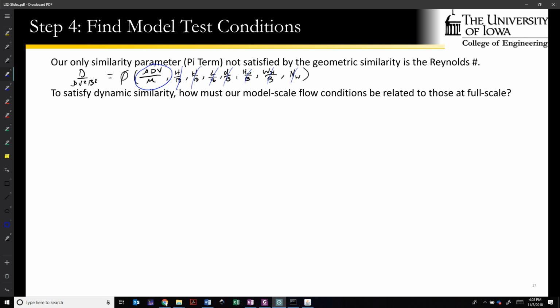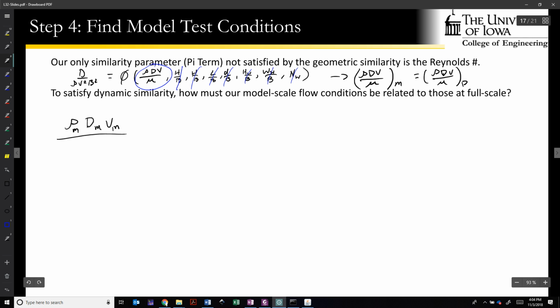Okay. So what we need to do then to satisfy dynamic similarity is make sure that rho d v over mu at model scale equals rho d v over mu at prototype scale. So taking this relationship, let's say we've got rho model d model v model over mu model, is equal to rho prototype d prototype v prototype over mu prototype.